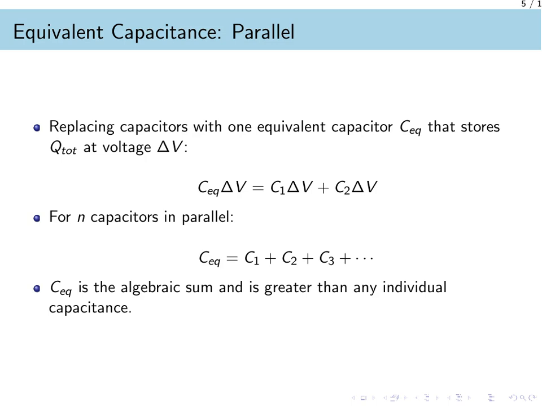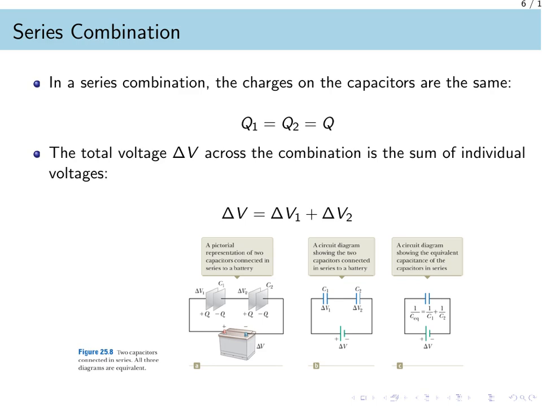For any number of capacitors in parallel, the equivalent capacitance is simply the algebraic sum of the individual capacitances. Remember that this equivalent capacitance is always greater than any individual capacitance in the parallel group, because combining them effectively increases the total plate area available for storing charge. Now we consider a series combination of capacitors.